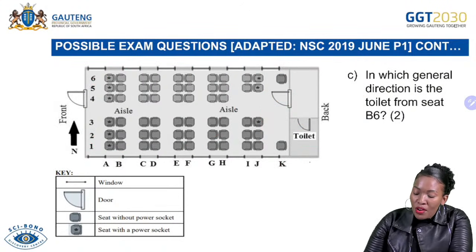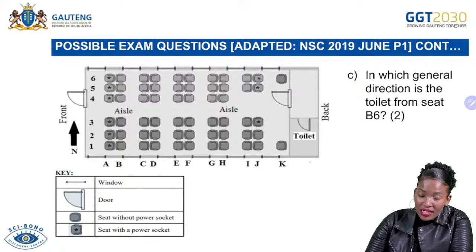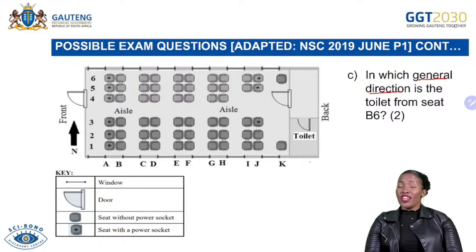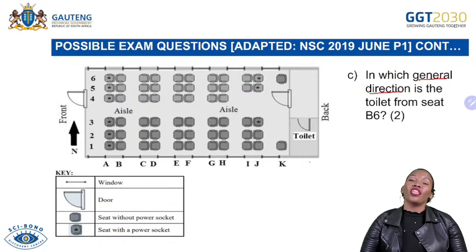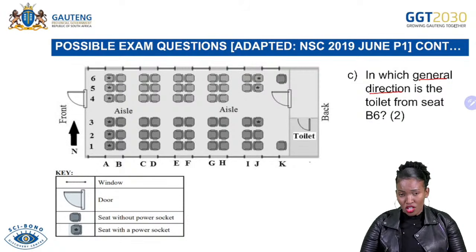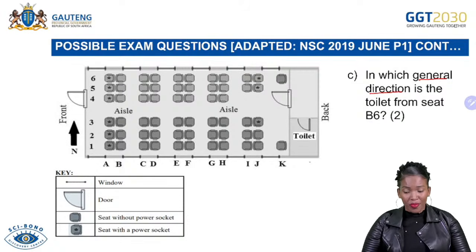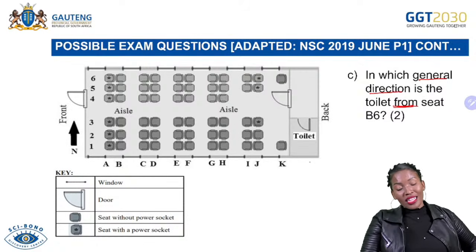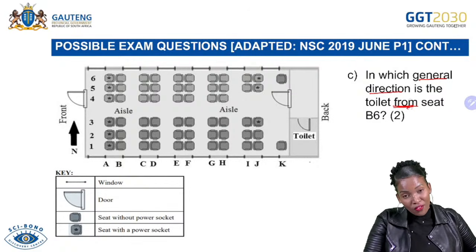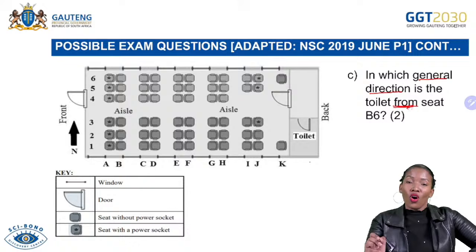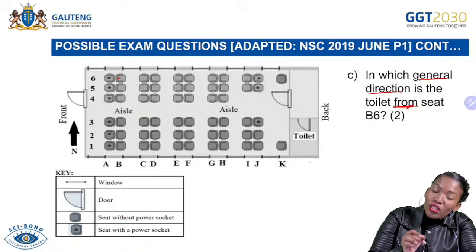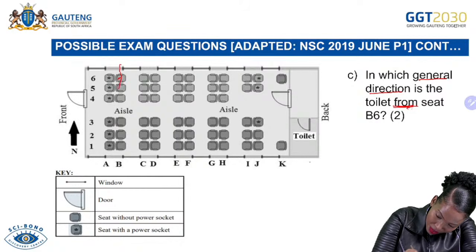In which general direction is the toilet from seat B6? This question asks about general direction. As soon as you see the word general, you know that you must apply your compass direction, your cardinal points. Another key is that they say from seat B6. The place they mention after from is where you place your compass direction. So where is B6? This is B6. You are going to draw your compass here at seat B6.